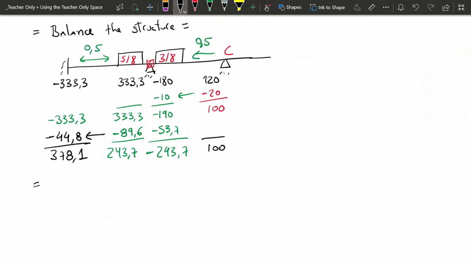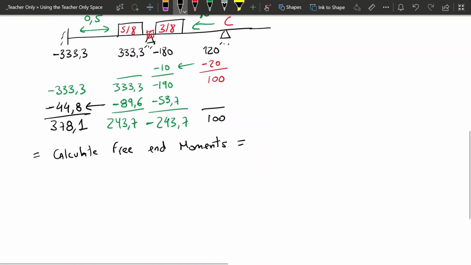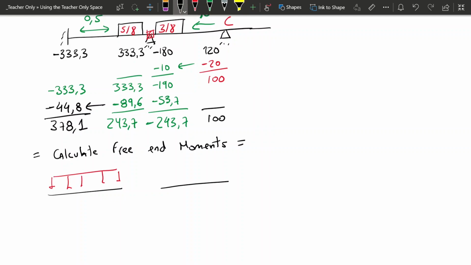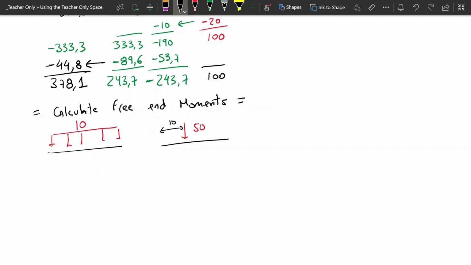The next step is to get our free end moments. And in this case, we have to consider only bar AB that has a UDL. And we need to consider bar BC that has a load that is not in the center. So we know the load is applied 10 meters from the left and then 15 meters from the right.